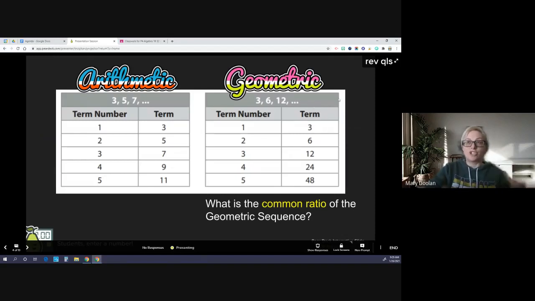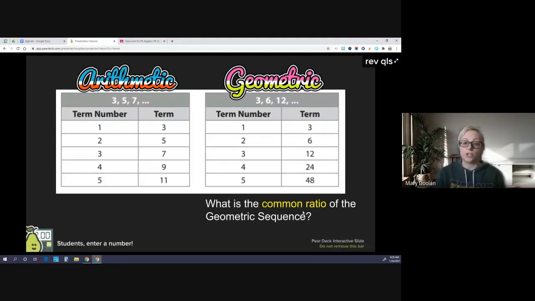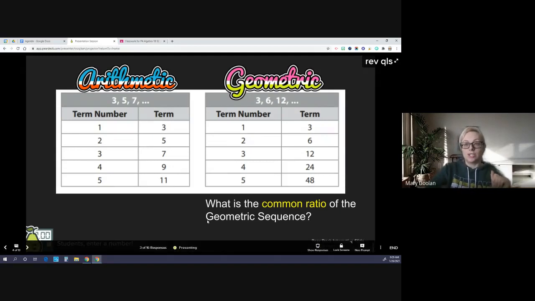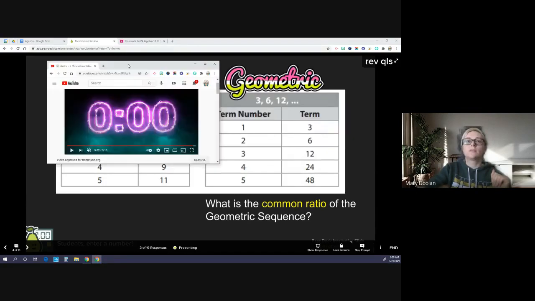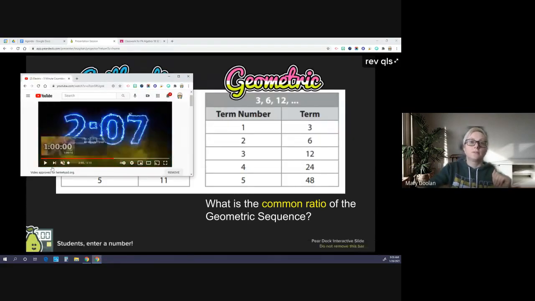So now that I've shared that with you, we're gonna look at these geometric sequences, where you have the term numbers in the table, 1 through 5, and then the terms that are produced in the sequence are 3, 6, 12, 24, 48. And your question is, what is the common ratio of the geometric sequence? We just looked at the last slide that told us the common ratio is what you get when you divide a term by the term before it, or, what are you multiplying by to move forward in the sequence? You could think of it two different ways, okay? And this is just a number. So again, I'm gonna give you a couple minutes to respond to this.